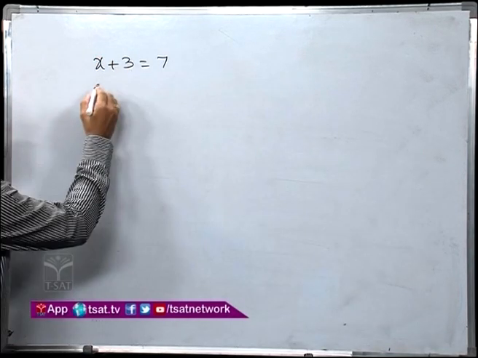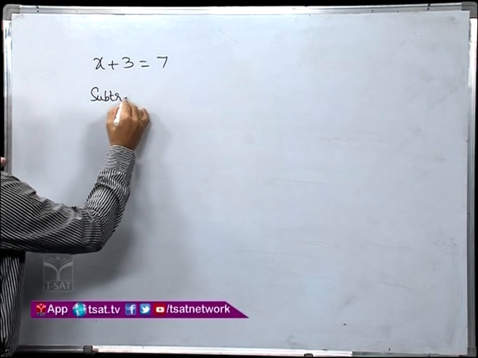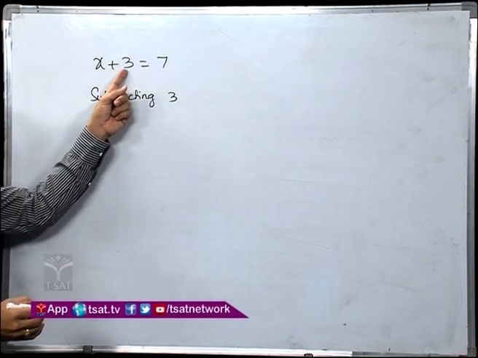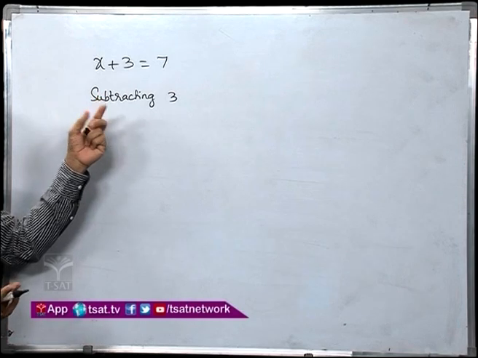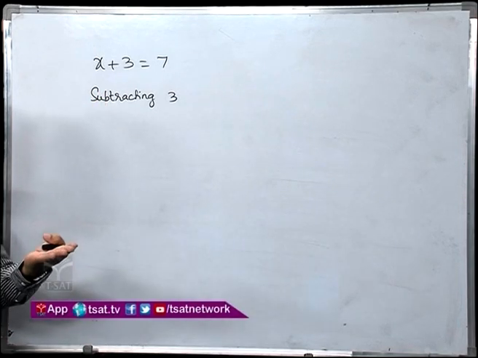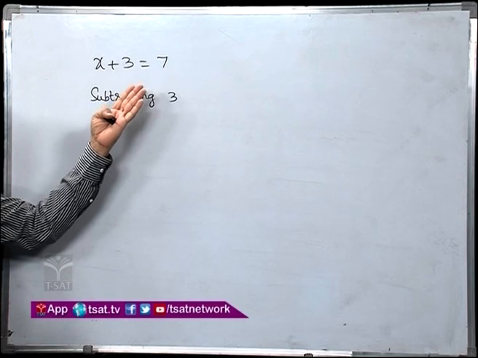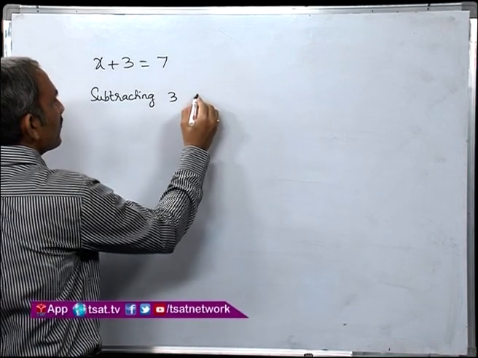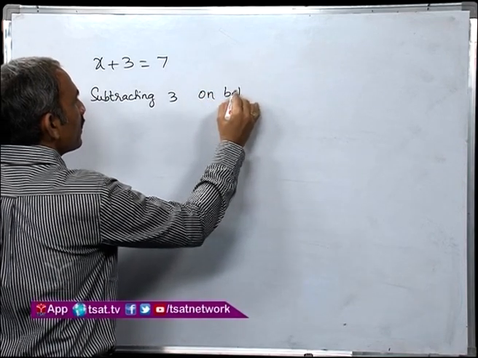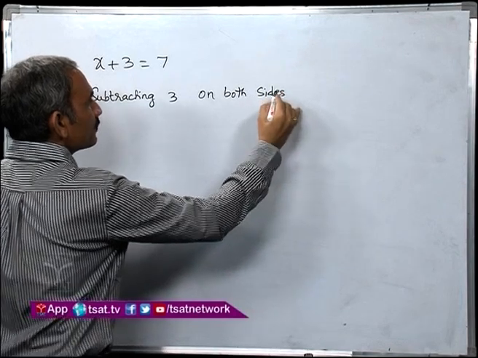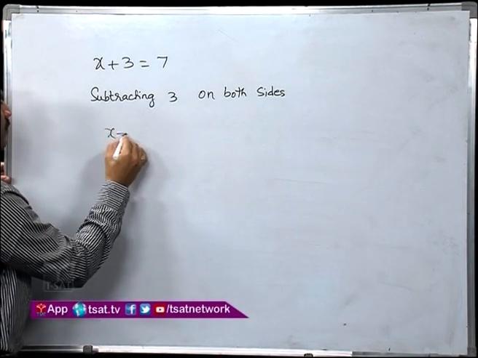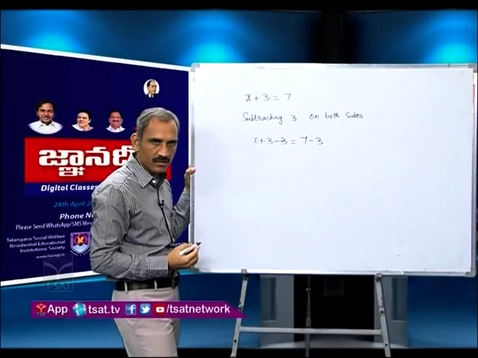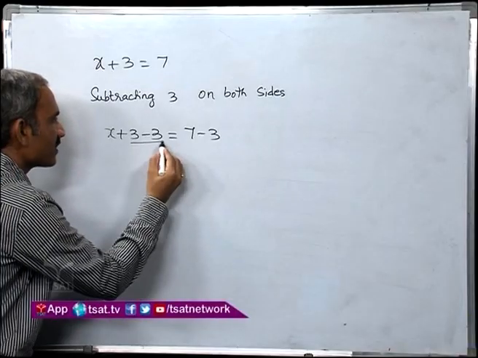That means I am subtracting 3. If you subtract only 3 on only LHS, then what happens? Is the balance maintained? No. So, by using principles of equality, you have to subtract 3 on RHS also. That means subtracting 3 on both sides. Then only the equality holds good. Am I right? So, that means x plus 3 minus 3 is equal to 7 minus 3.